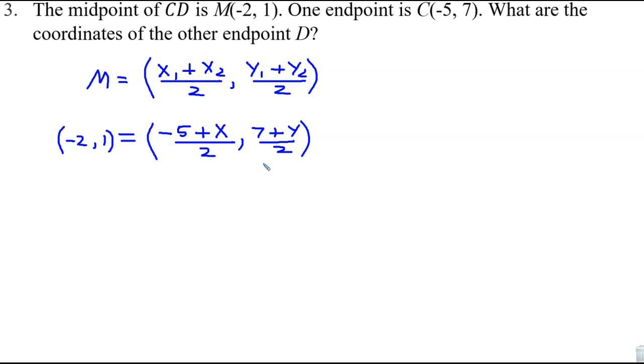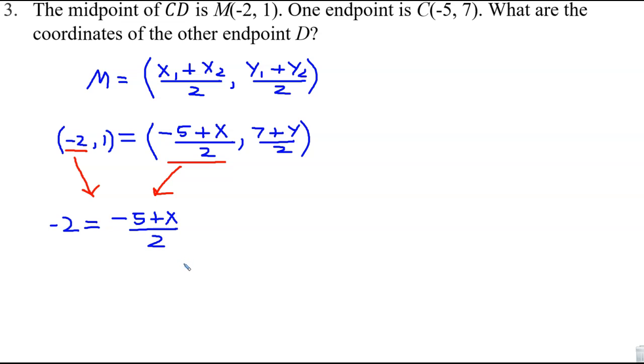Okay, you can always guess and check at this, use some number sense, but the most straightforward way would be to set up an equation using the x coordinate for the midpoint and the part of the formula that gives us that x coordinate. We can put those together and set them equal to each other. I can say -2 is equal to -5 plus x over 2.